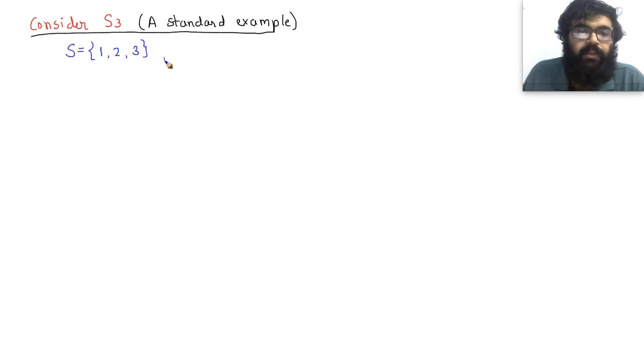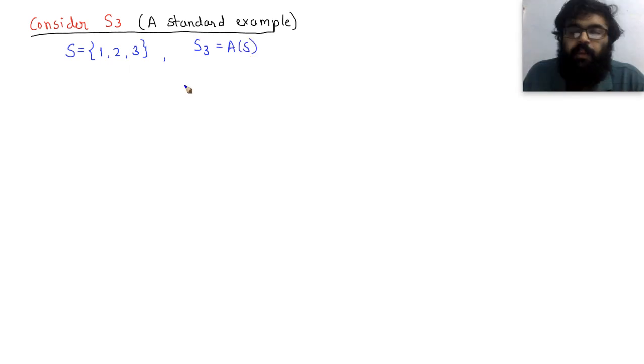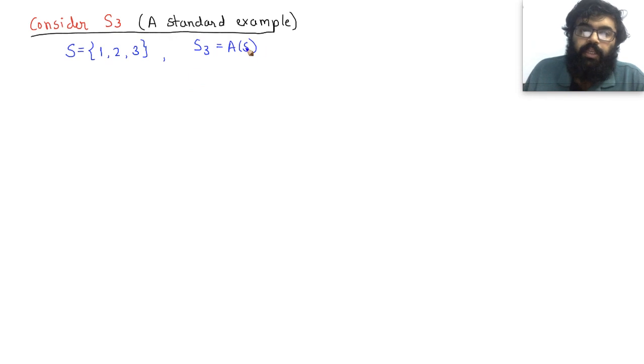And what is S3? S3 is nothing but the set of all 1-1 and onto functions from S to S. So how many elements does it have? If S has n elements, how many elements does AS have? n factorial, we have just seen. So here S has 3 elements, so how many does it have? 3 factorial, so 6. So we have 6 functions.